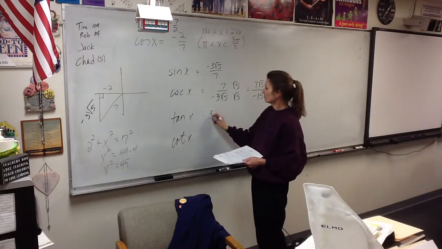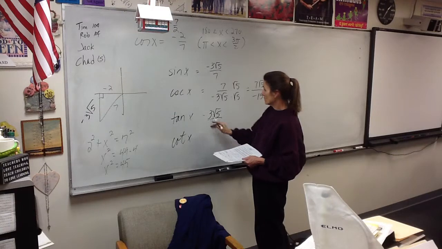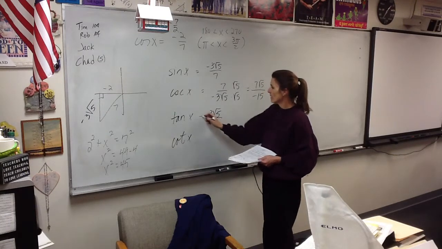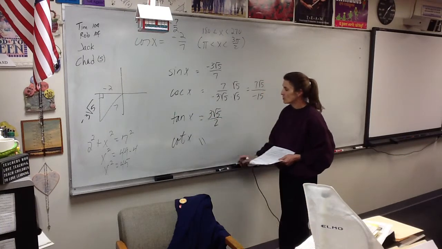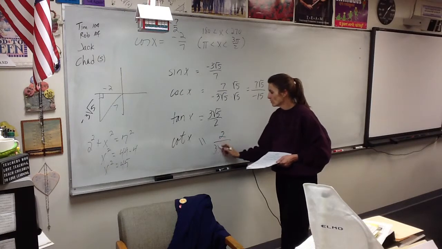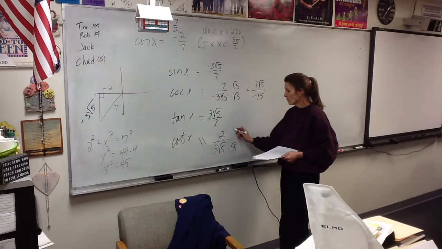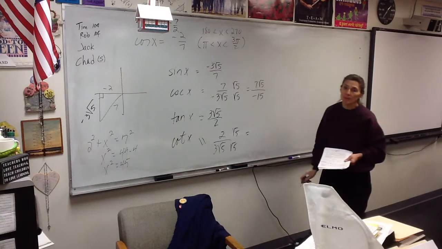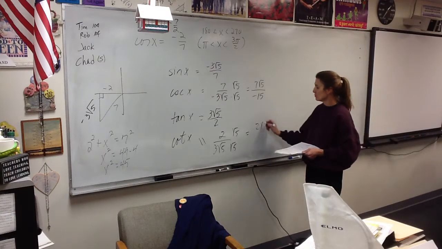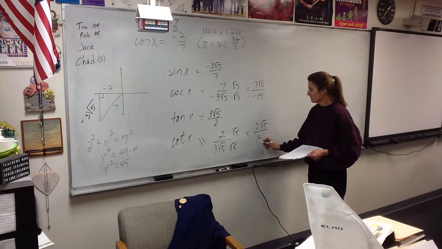Tangent is -3 root 5 over -2, so that's just going to be 3 root 5 over 2, and the cotangent then will be 2 over 3 root 5, which we rationalize by multiplying top and bottom by root 5, and get 2 root 5 over 15.